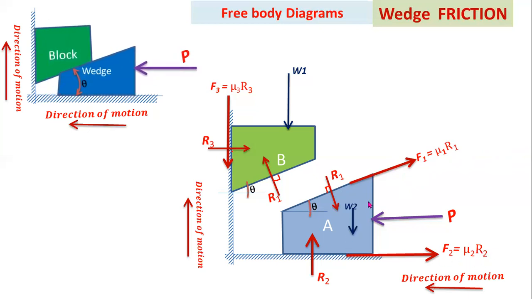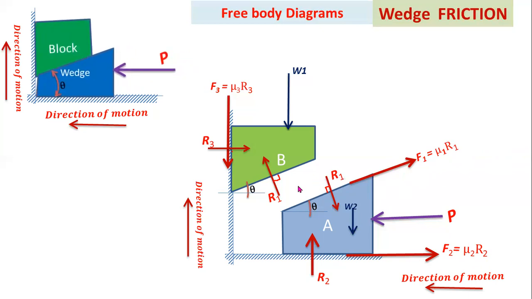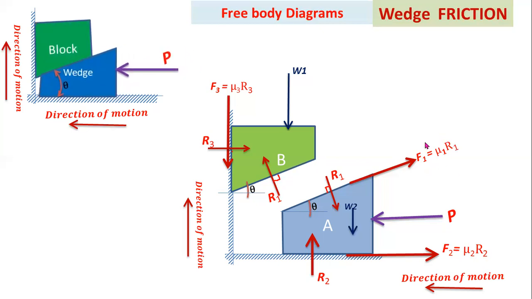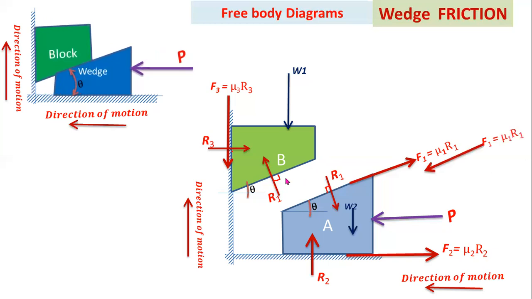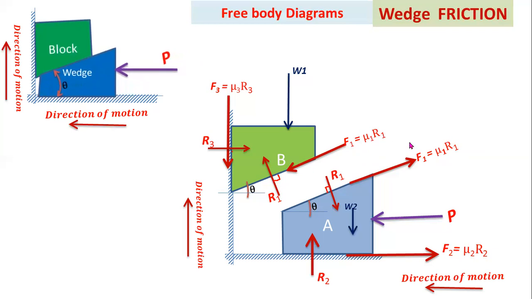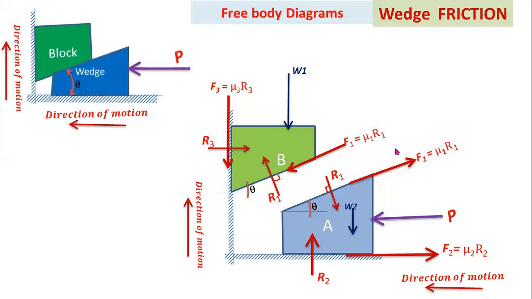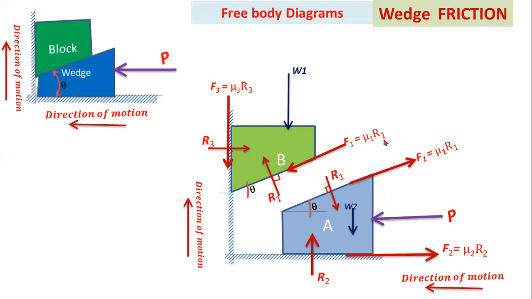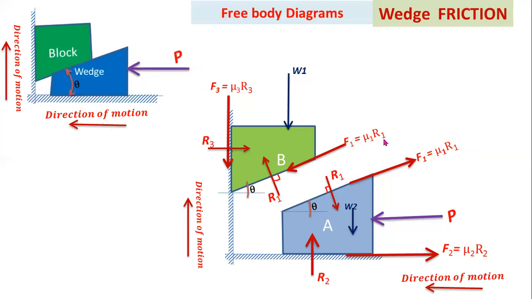In a similar way, you have to consider an equal and opposite friction force here for this surface. Now F1 equal to mu1 R1. This one also F1 equal to mu1 R1. Both are equal in magnitude and opposite in direction.